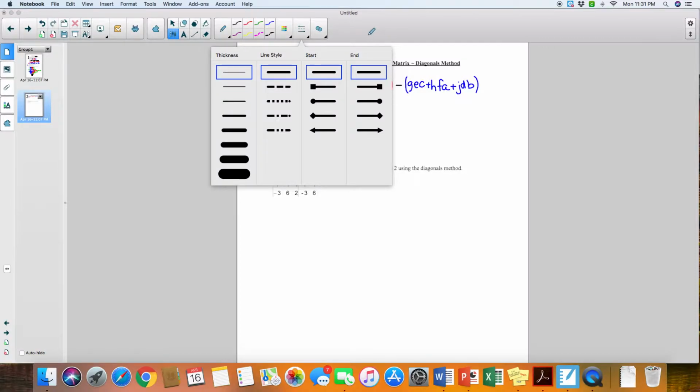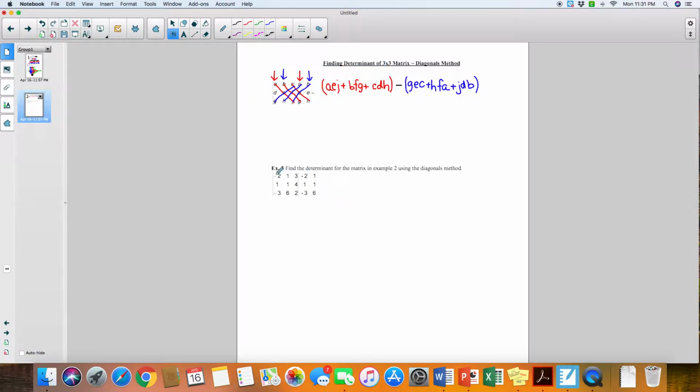So let's get my red going here. Of course I'm going to start at the very first element, and I have already recopied those first two columns. So that will be negative 2, 1, negative 3, negative 2, 1, negative 3. And then I copy this next column behind it as well, so 1, 1, 6, 1, 1, 6. After I do my recopying, you start with the very first element.